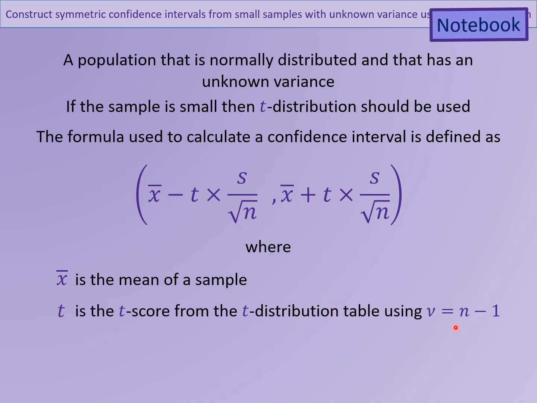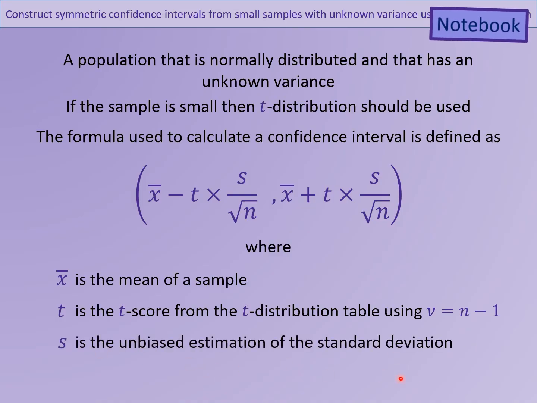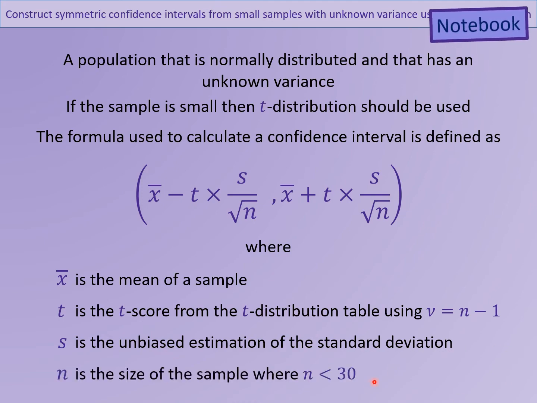T is your t-score. Don't forget your new value is n minus 1. S is your unbiased estimation standard deviation. It has to be unbiased. We'll talk about that in a second when we look at some examples. And n is the size of the sample, where n is less than 30. Because if n was bigger than 30, the sample was big enough to use normal distribution. So we're only talking about small samples. That's when t-distribution comes into play. Okay, pause there. Take down what you need.